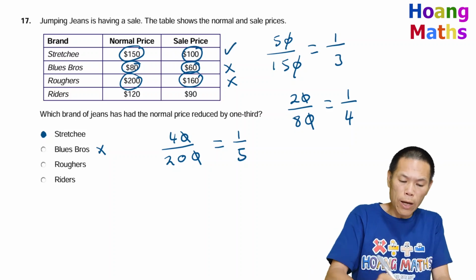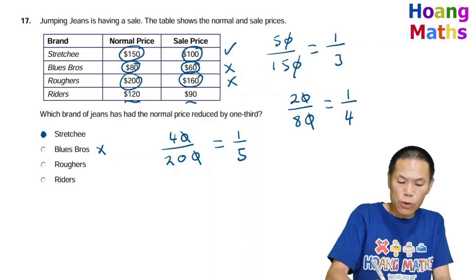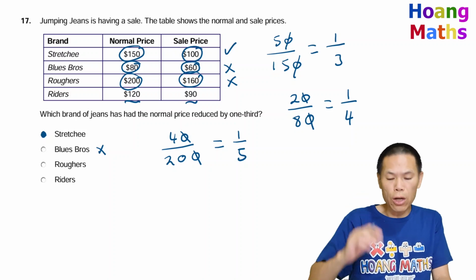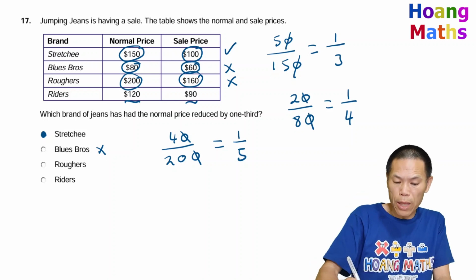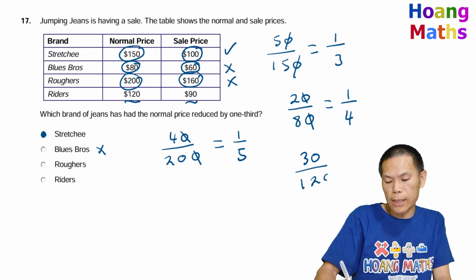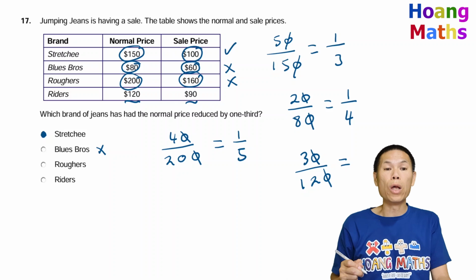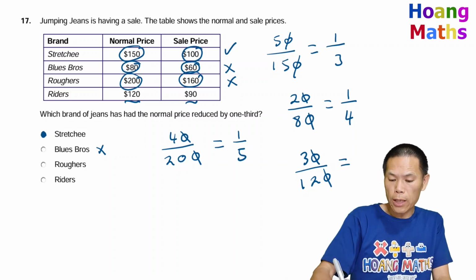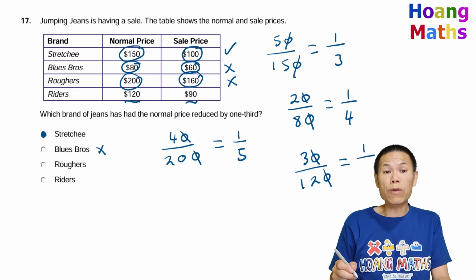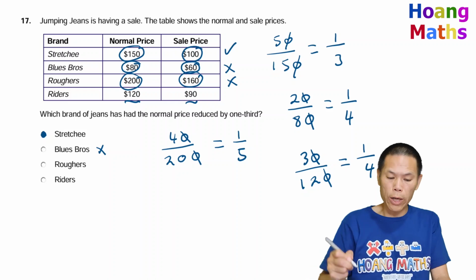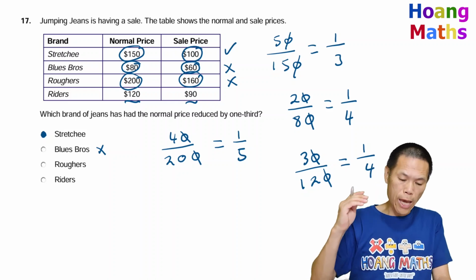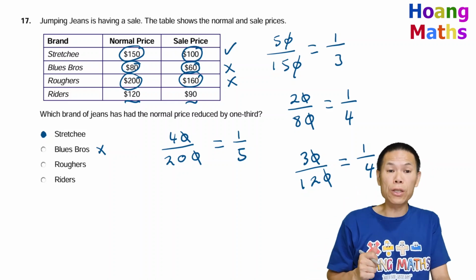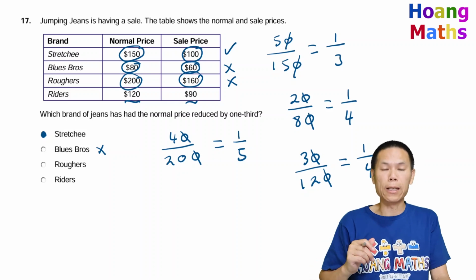Let's look at the last one. 120 reduced to 90. So $30 discount or reduced by 30. So $30 over 120. So we can divide by 10. So that gives me 3 over 12. So 3 divided by 3 gives me 1. 12 divided by 3 gives me 4, so 1/4. See, there you go. So the answer should be the first option, Stretchy. Okay, keep that in mind.